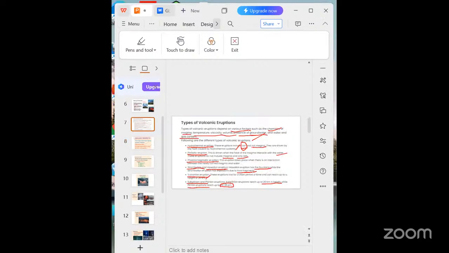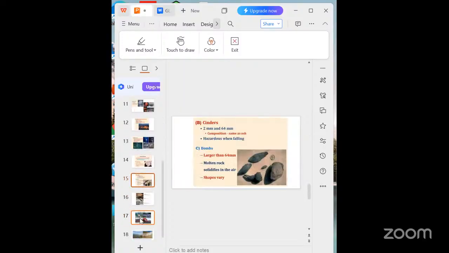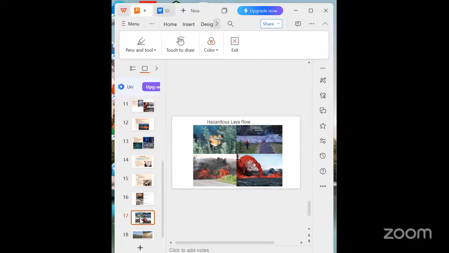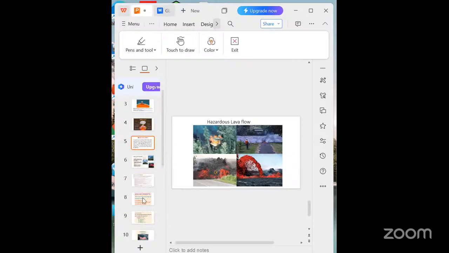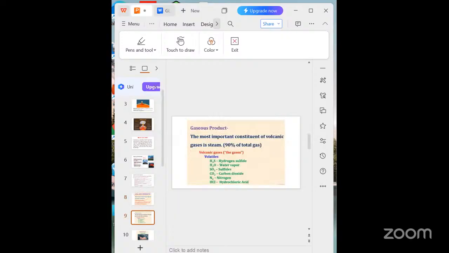So the eruption products and hazards. There are many hazards that you can see here. So now you see the first one is gaseous products, right?